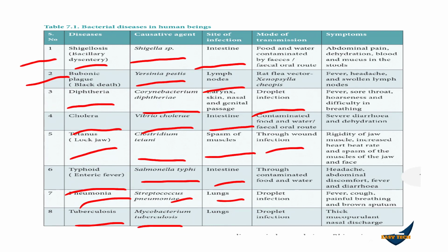The causative agent, the affected area is lungs. And the infection, that is the mode of transmission, takes place through droplet infection, and the symptom is thick mucopurulent nasal discharge. So the nasal discharge is thick. Okay, so these are the diseases.